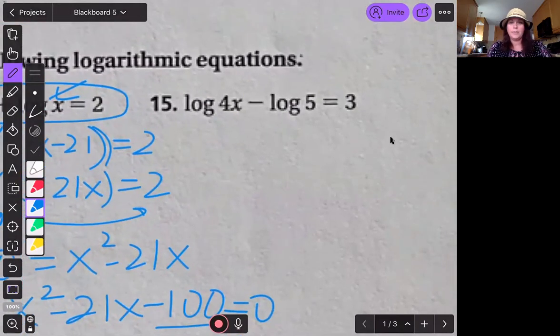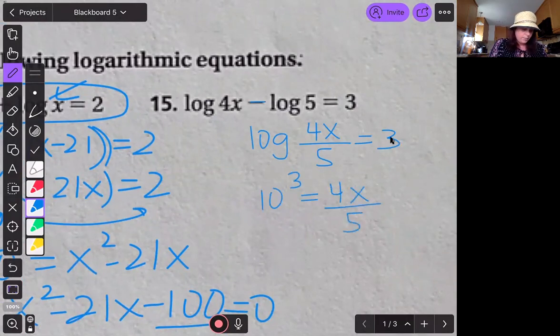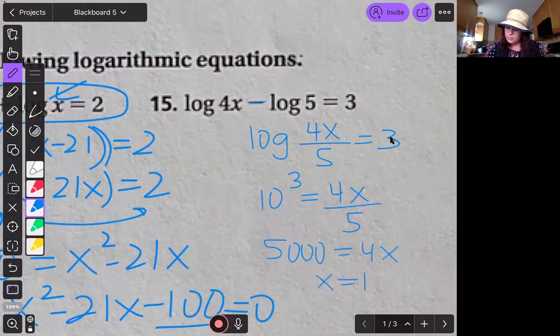All right, and then finally number 15. When there's a minus in between logs, we want to rewrite that as 4x divided by 5. Okay, so we combined it into one log, and now we want to get rid of the log by writing it in its exponential form. So 10 to the third equals 4x over 5. 10 to the third is 1,000, and then times 5 gives us 5,000. Equals 4x, and then finally divide by 4, x equals 1250.